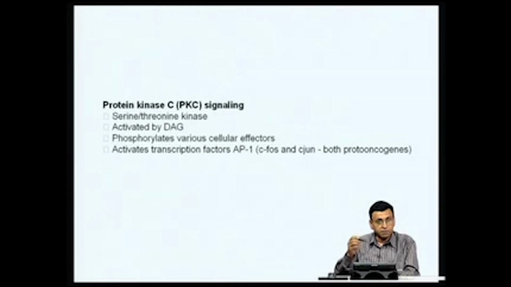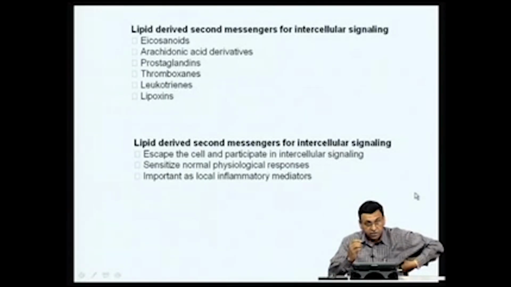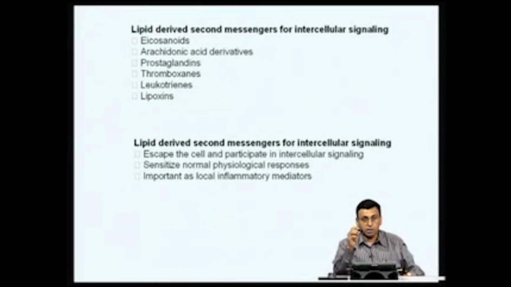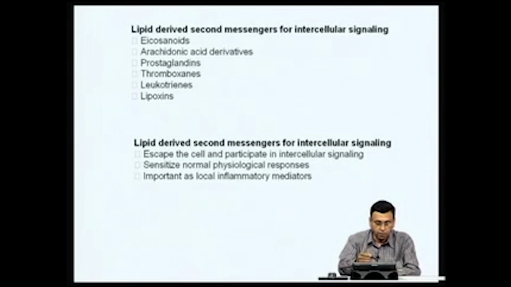So, PKC signaling plays a very important role in cell proliferation, and abnormal activation of PKC signaling can convert normal cells into cancer cells. In addition to the diacylglycerol and inositol triphosphate, which we discussed just now, there are a number of other lipid molecules which serve as second messengers for intercellular signaling. The IP3 and diacylglycerol we discussed so far basically serve as second messengers for intracellular signaling. A number of lipid molecules also serve as second messengers for intercellular signaling. Some of them are listed here.